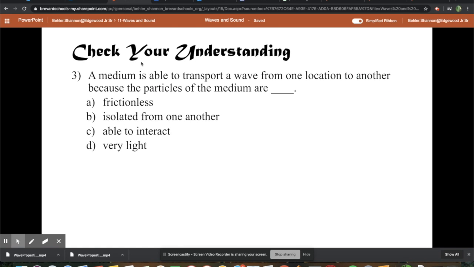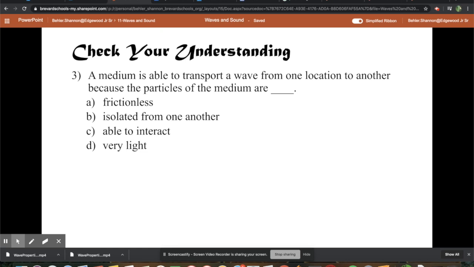Take a moment and try to answer this question. Pause the video. Give it a go. So a medium is able to transport a wave from one location to another because the particles in the medium are blank.